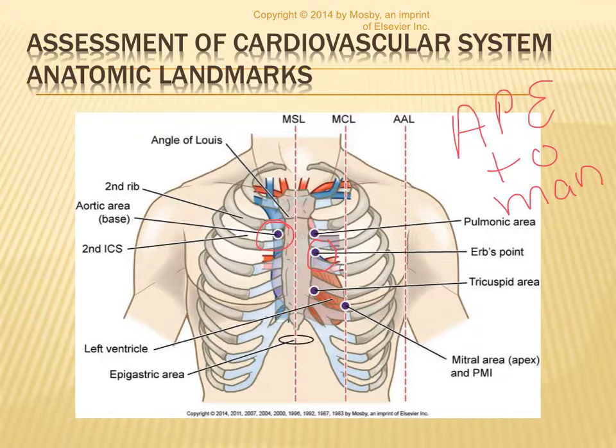Next, the P is the pulmonic valve. The E is your Erb's Point. T is tricuspid, and then the O just disappears. And then the M is your mitral valve. Your mitral valve area is also considered a couple of other things. Your point of maximum impulse and the apex of the heart.